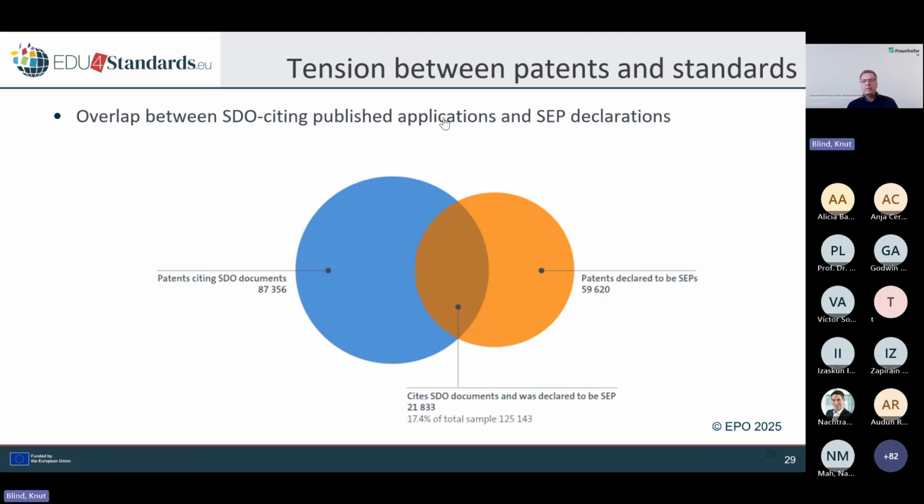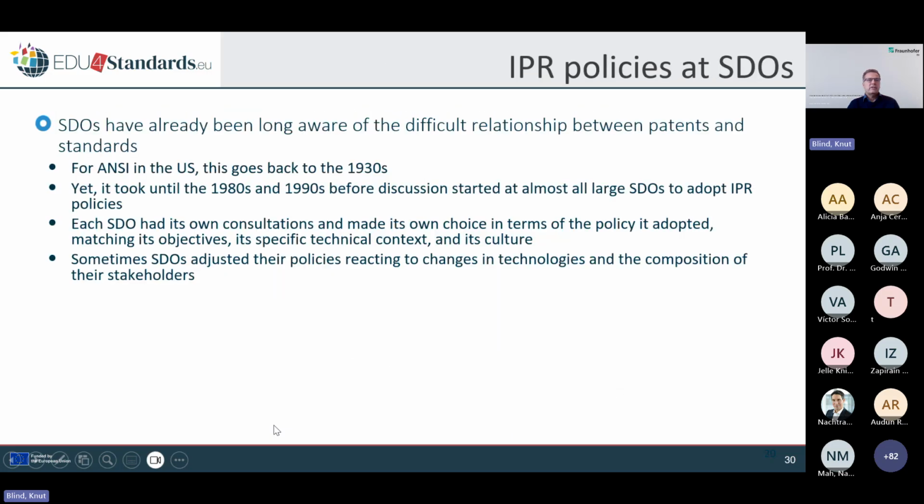That's a study by the European Patent Office. It's a little bit discussed whether this is really relevant in the end, but you see in these areas I showed you before, there is this interlinkage, and this is important. And the SDOs are aware of this different or difficult relationship.